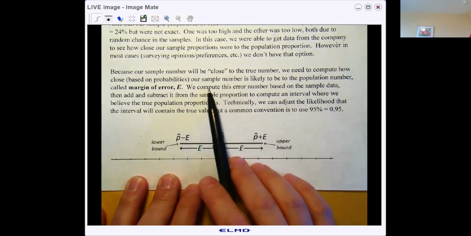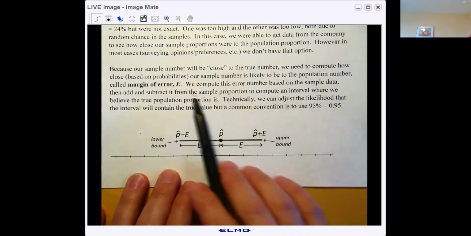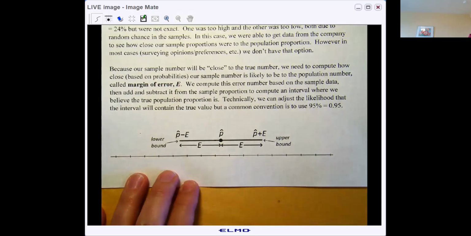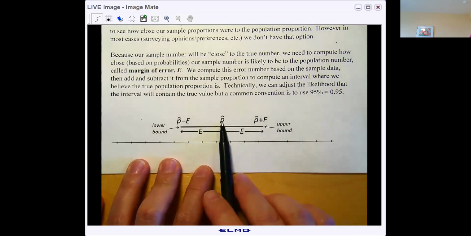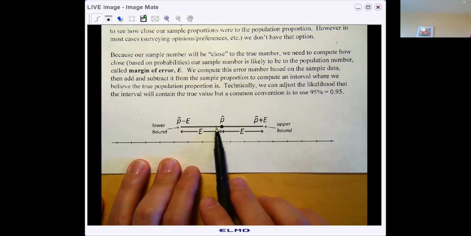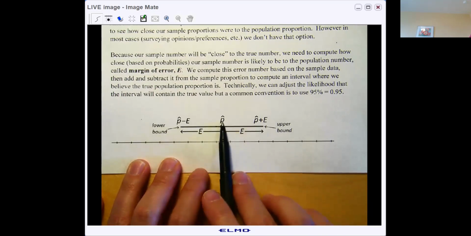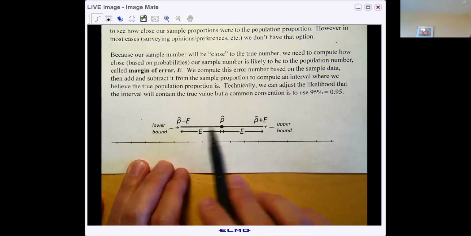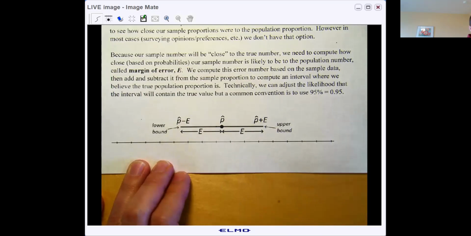When we do this, we typically use what we call a 95% confidence interval. And that gives us our margin of error, or how far we think we are off at most from the true number. To get a visual on this, we take our sample number, and we think that's going to be close to what the true population number is. Then we find this margin of error E, and we give ourselves a little bit of cushion on one side and on the other. So we take our p hat and subtract our margin of error, and we take our p hat and add the margin of error. That gives us the lower bound and upper bound for an interval where we believe the true population proportion lives. Let's do that with our example with our M&Ms.